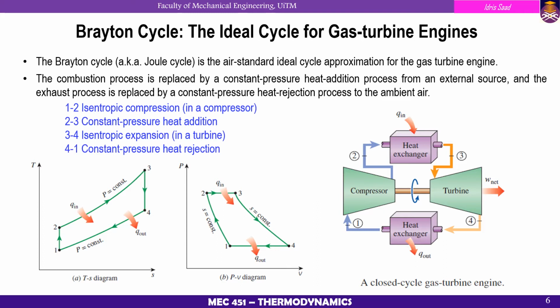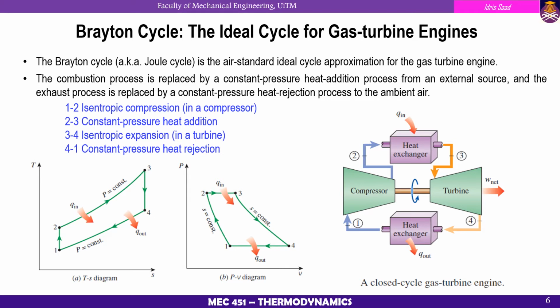as well as the air standard assumption. Then the combustion process is replaced by a constant pressure heat addition process from external sources, and the exhaust process is also replaced by a constant pressure heat rejection process to the ambient air. This assumption has led to the ideal cycle of the gas turbine engine, or the Brayton cycle.